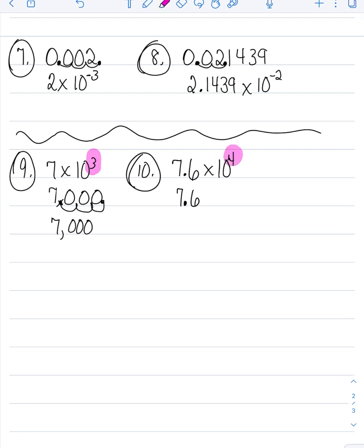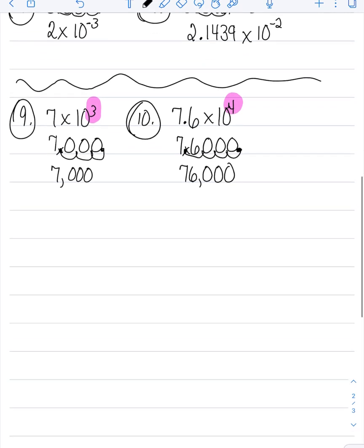And my exponent is positive 4. Remember, positive exponents represent really big numbers. Another way I think about it is positive 4 is to the right on the number line. So I'm going to make 4 jumps to the right. 1, 2, 3, 4. So my decimal is now here, and I fill in those dips with zeros. So my number in standard form is 76,000.